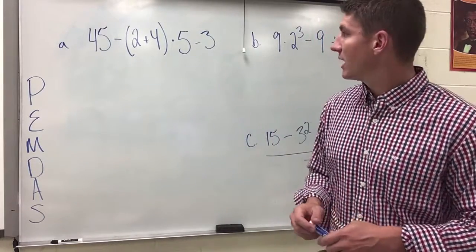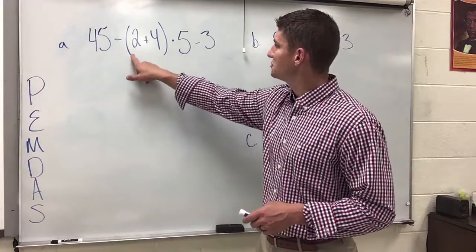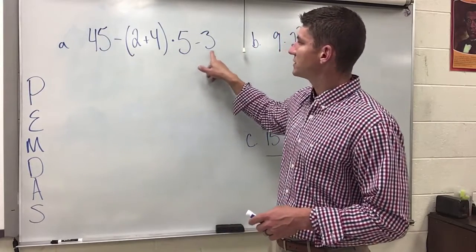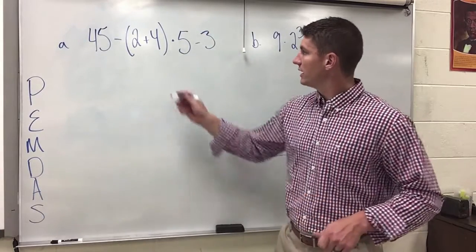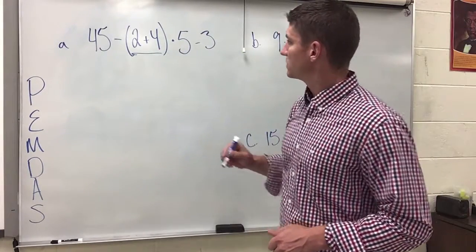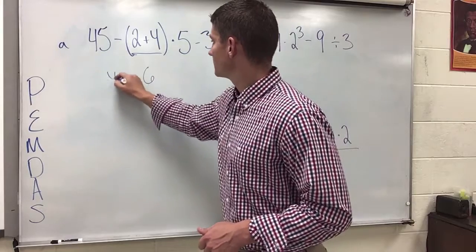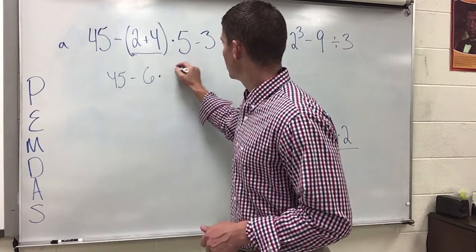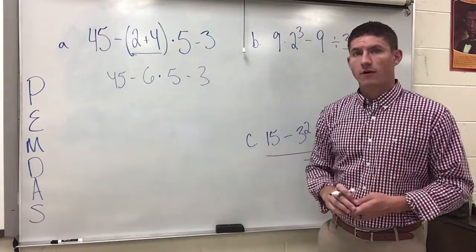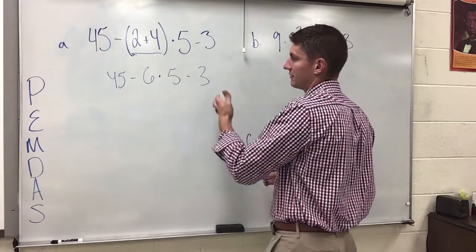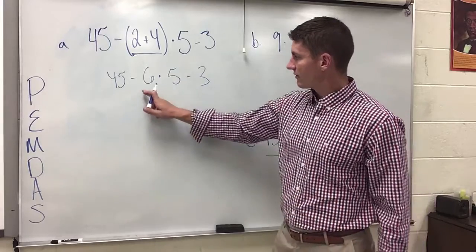Letter A has 45 minus, in parentheses, 2 plus 4, times 5, minus 3. If I'm using my order of operations, the first thing I'm going to look at are those parentheses. 2 plus 4 is 6. Now, I like to make sure that I write out each and every step to the problem. That way I can see what is next in terms of my order of operations, and I'm not just working from left to right. Here I've got 6 times 5.